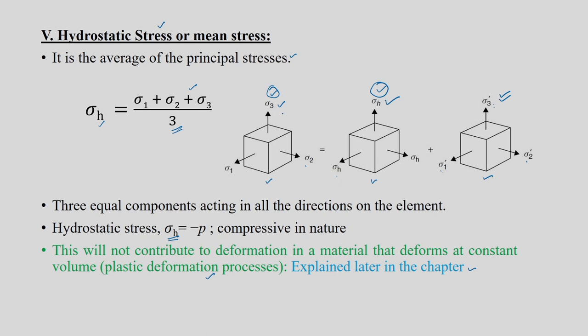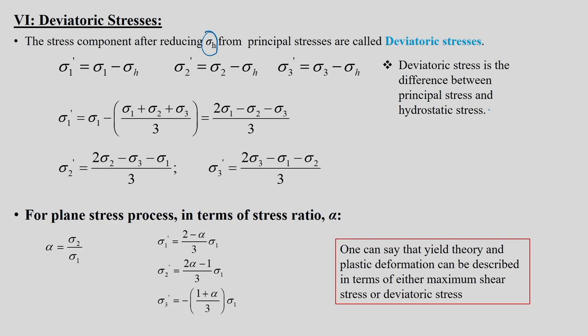Principal stresses, you know how to find from a given stress tensor. That I want you to refresh from a solid mechanics book. Again, given a stress tensor, how to find principal stresses, one should know. There is a simple method to do that. Once you know sigma 1, 2 and 3, and if you remove the sigma H part from each one, you will get sigma 1 dash, 2 dash, and 3 dash. These are called deviatoric stresses. Deviatoric stress is the difference between principal stress and hydrostatic stress.